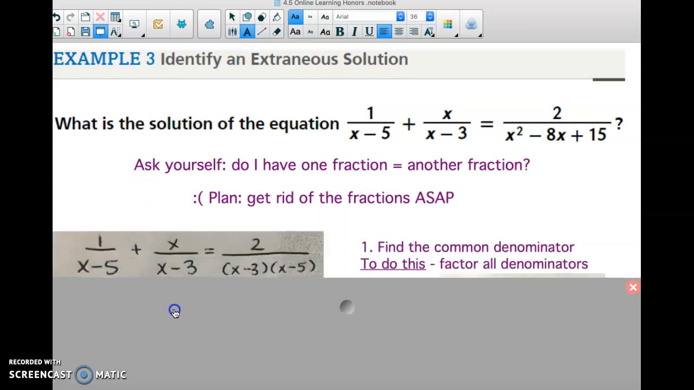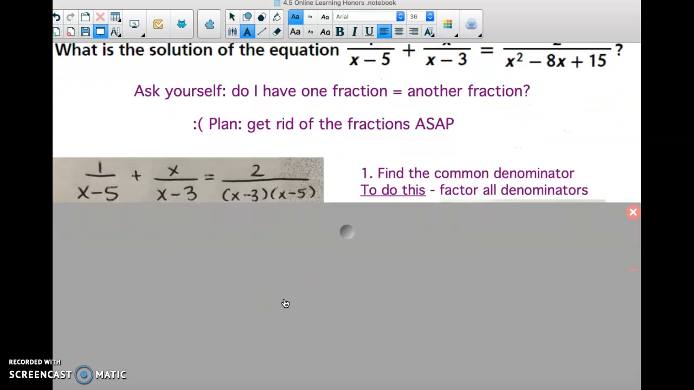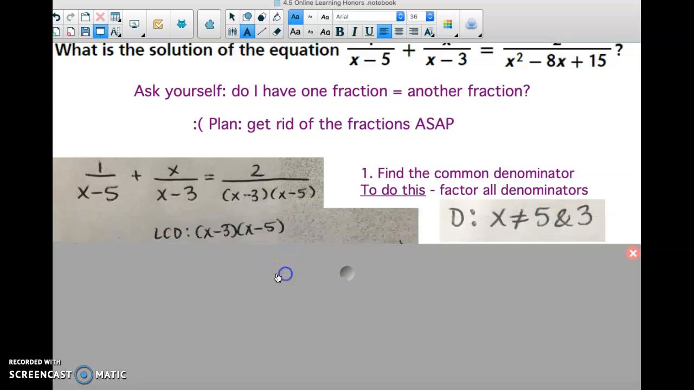And how we're going to get rid of the fractions is I need to find the common denominator. Okay, so it goes back to 4.3 and 4.4. I need to find this common denominator. And how we're going to do this is factor all the denominators, right? So x minus 5 is already factored. I can't get any more simplified than that. X minus 3, can't get any more simplified than that. X squared minus 8x plus 15, I can factor that into x minus 3 times x minus 5. Okay, by factoring, I've realized that my common denominator is what? Anybody already see my common denominator? My common denominator is x minus 3 times x minus 5.